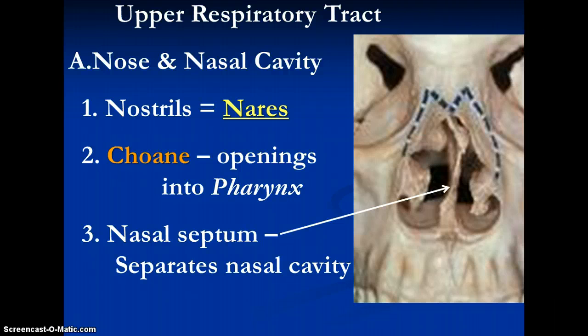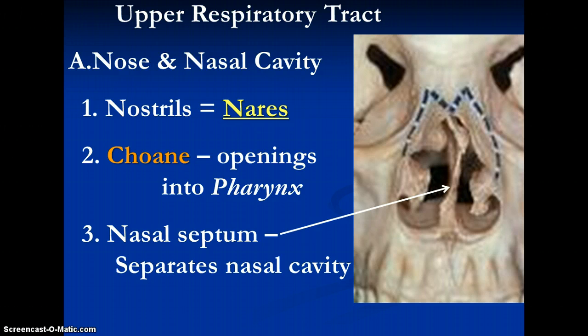Your upper respiratory tract begins with your nose and nasal cavity. They do not consider the mouth part of the respiratory tract because although you do breathe through it, you also eat through it, so it's the first part of your digestive system. The nostrils are termed the nares. They are the opening to your upper respiratory tract.